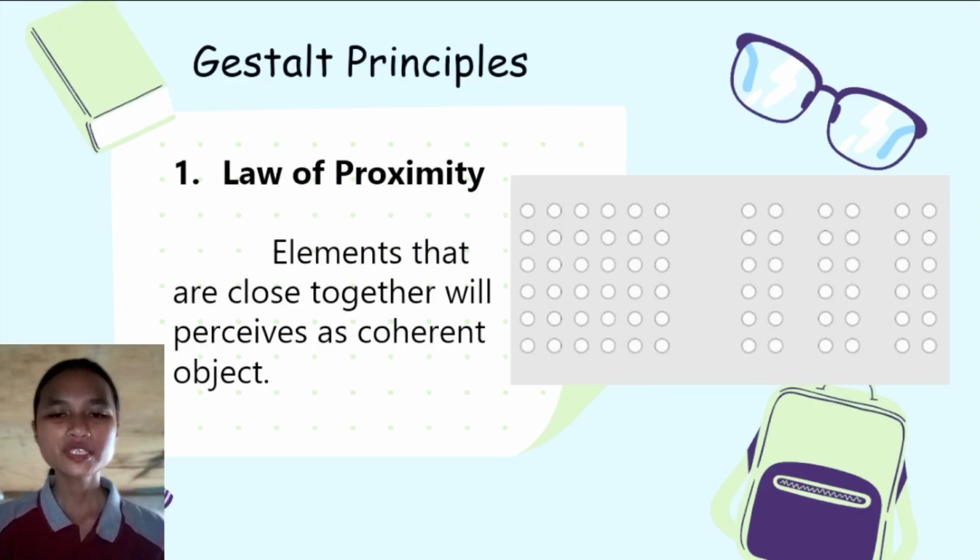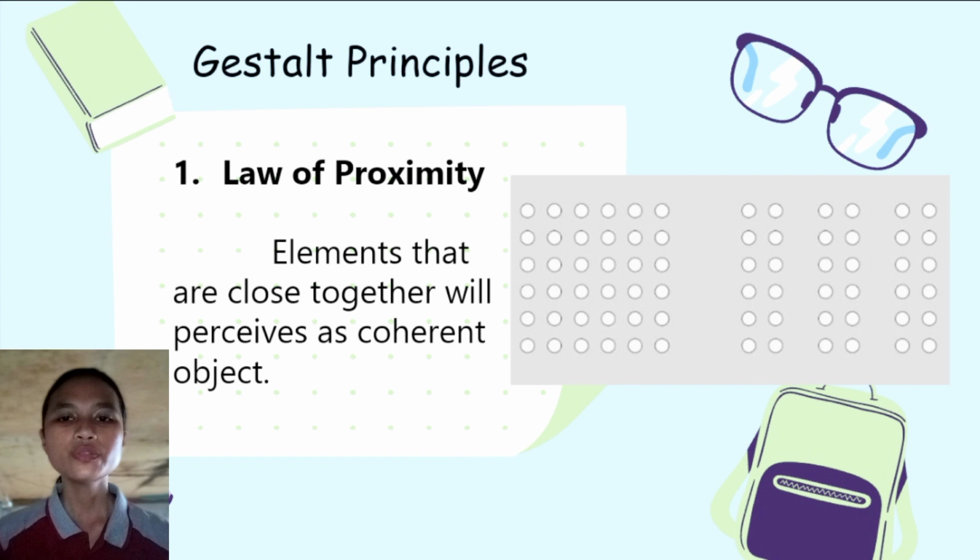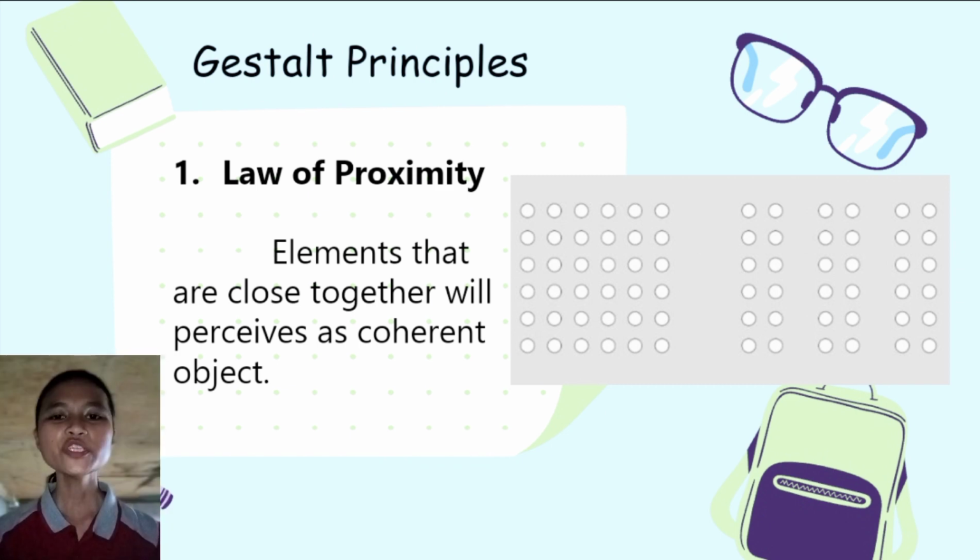The way we form our perception is guided by certain principles in Gestalt psychology, which we are going to tackle today. These Gestalt principles determine what we see and what situations we have met. The first principle that we are going to tackle is the law of proximity.